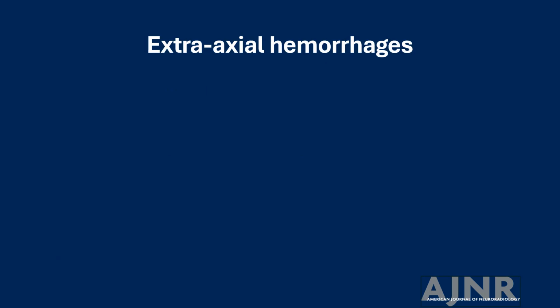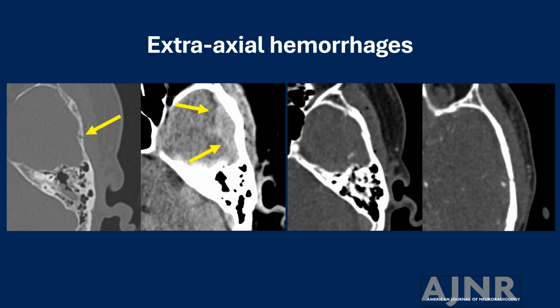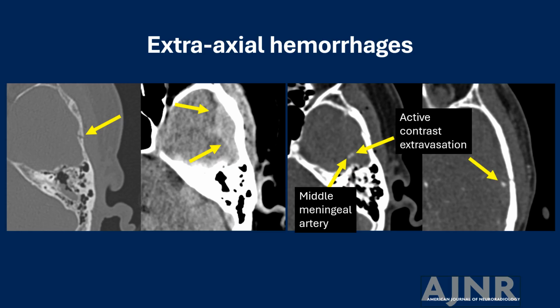Now let's move on to extraaxial hemorrhages. In this case, we can see that there is a fracture along the left lateral temporal convexity with an associated lens-shaped or lentiform hematoma. On the CT angiogram, we can see that there is contrast within the middle meningeal artery, as well as other foci of contrast within this hematoma, consistent with active contrast extravasation. This is an example of an arterial epidural hematoma.